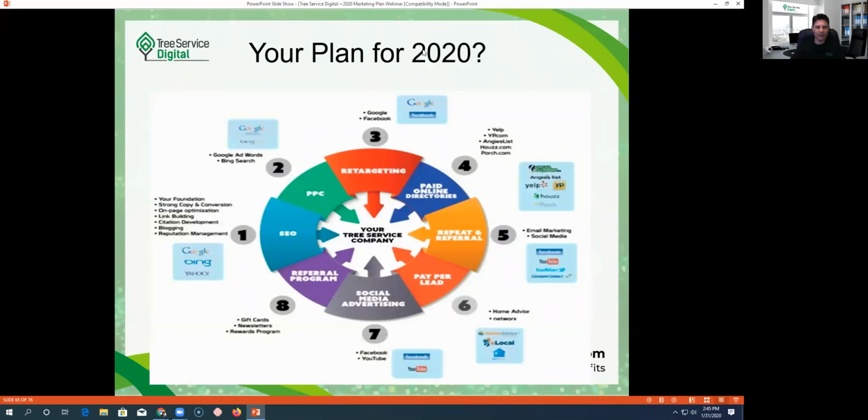So to recap what we've already gone over today, your plan for 2020 is all 8 of these spokes on the wheel. I don't want to be redundant or sound like a broken record, but it really is important to have all of these lines in the water. Your website built to convert, SEO to where you show up high in those search results in the organic and the maps. Your pay-per-click marketing needs to be dialed in.